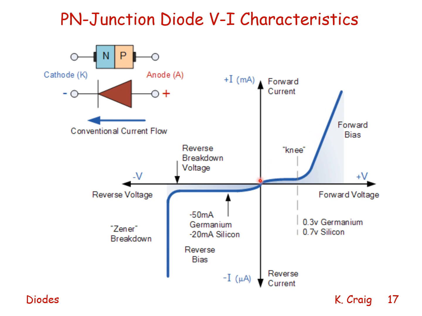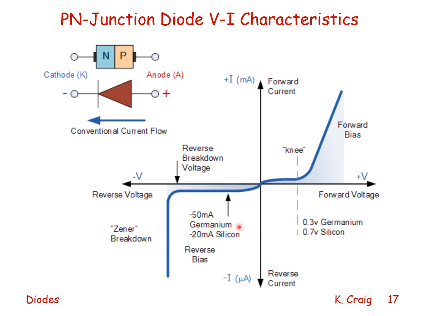In the opposite direction, when we have reverse bias, we see that there is no current flow until we get to a very high voltage, which is called the reverse breakdown voltage. And then the reverse current increases dramatically. And we call this Zener breakdown.